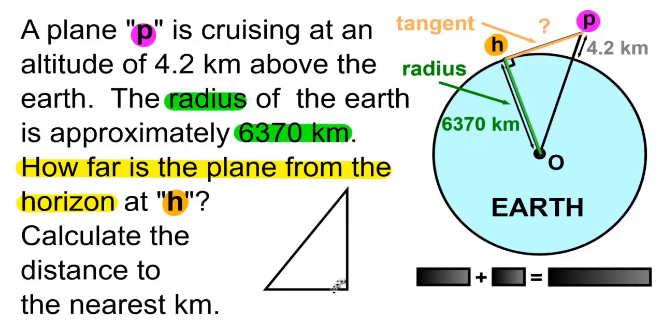The angle here is our 90-degree angle, known by point H. This will be point P, and this will be point O. The distance between O and H is our radius, so that will be 6,370 kilometers. The distance between P and H is our unknown.